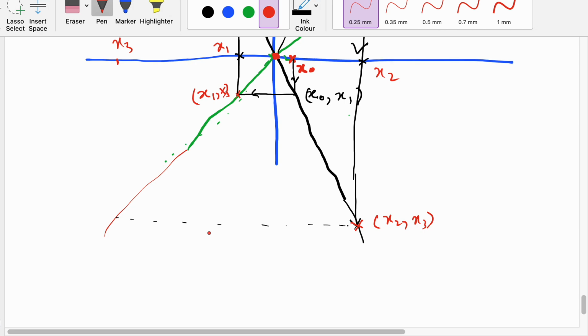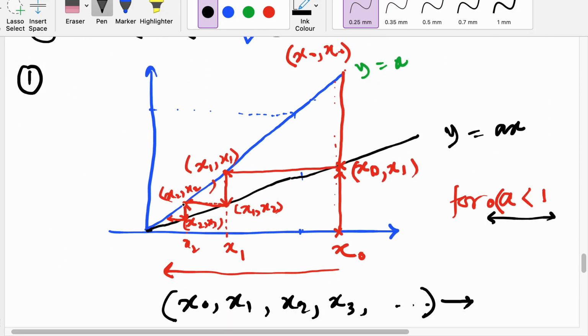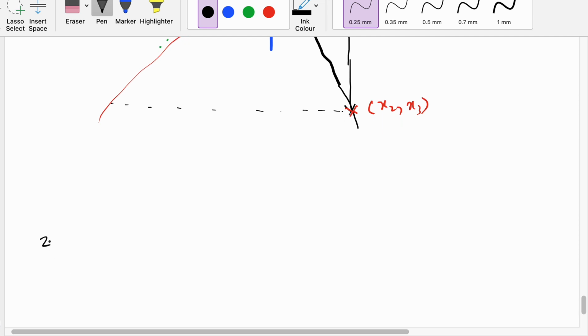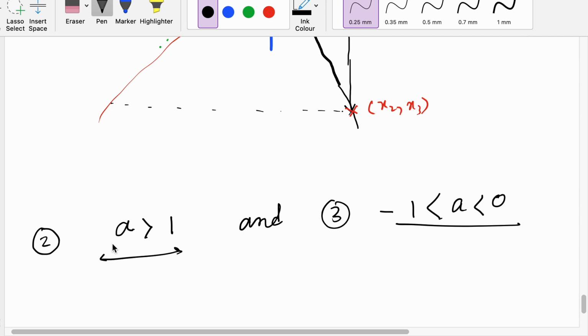So your homework will be, two, what will be the behavior for a greater than 1, and three, what will be the behavior if a remains between -1 and 0. See, these two cases will be interesting. So that's it.